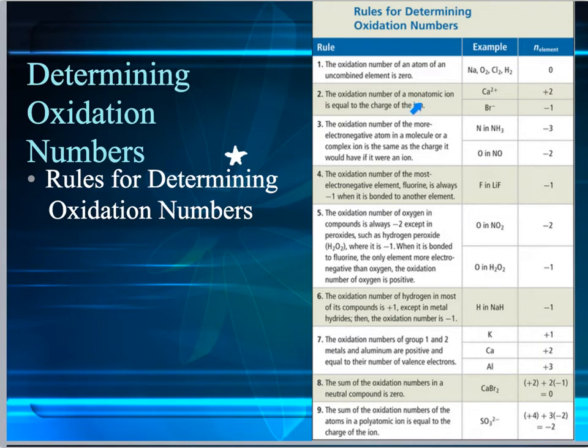If you have a monatomic ion, it's just equal to whatever the charge is. So like calcium plus 2 has an oxidation number of plus 2. Bromide with a -1 has a -1 oxidation number. The oxidation number of the more electronegative element in a molecule or complex ion is the same as the charge it would have if it were an ion.